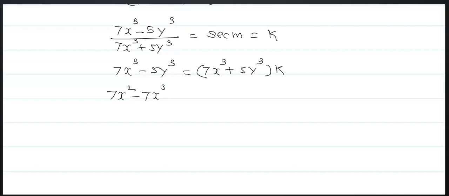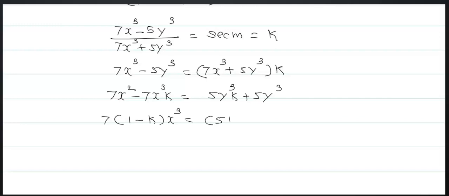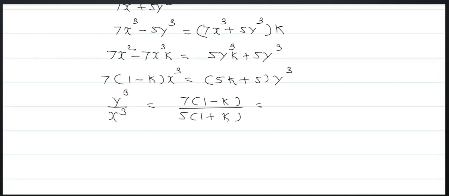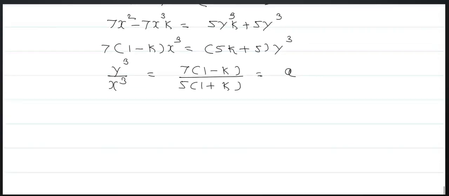Therefore 7x³ minus 7x³k, cube terms are there. Taking 7x³ common, 1 minus k, x³, equals 5(k plus 1) y³. Therefore y³ upon x³ is equal to 7 in bracket (1 minus k) upon 5 in bracket (1 plus k), that is equal to a. This is a constant which is written. Take cube root on both sides.